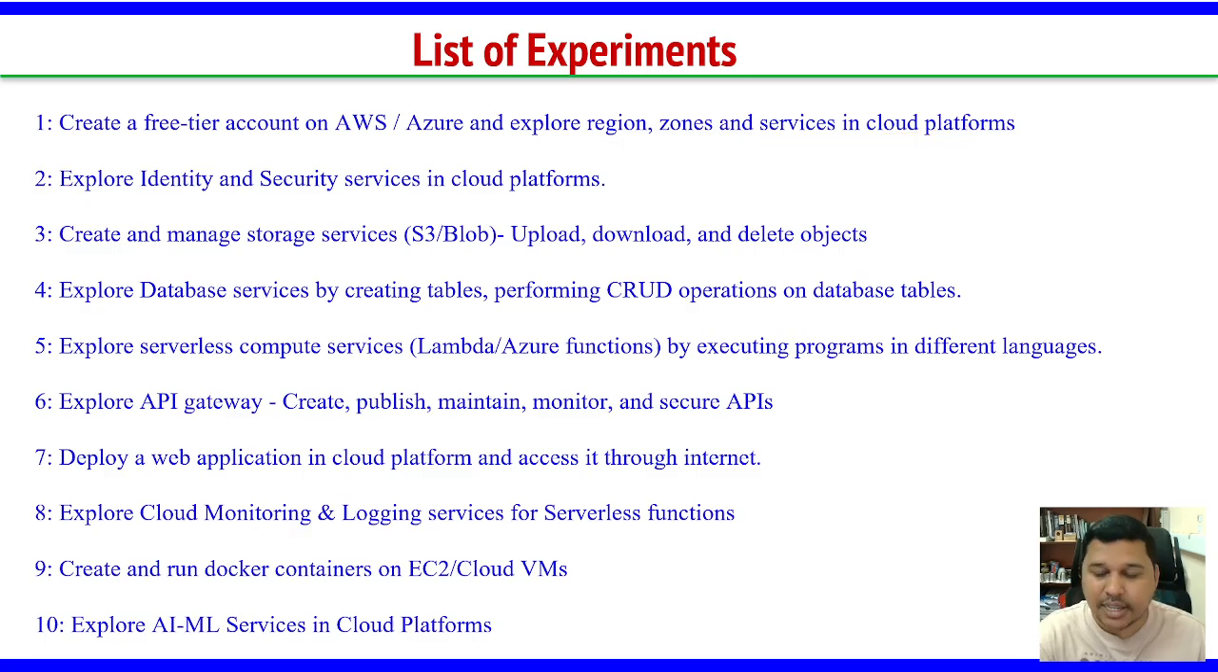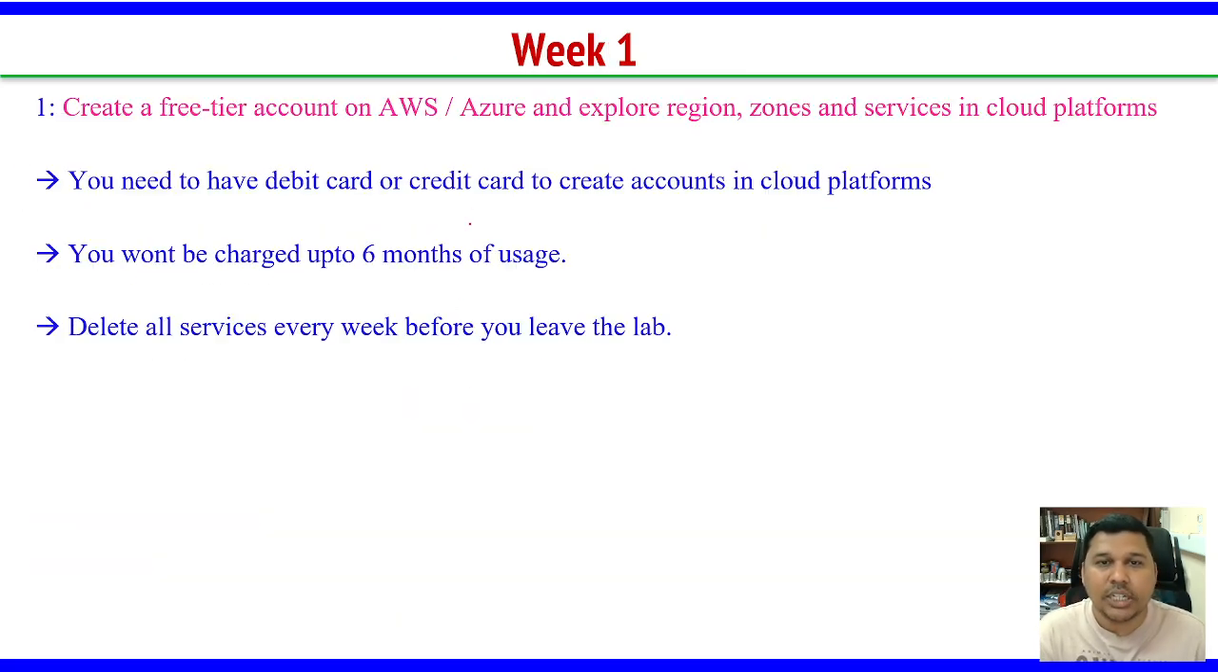So the first week exercise, let's see what it is. This coming Tuesday, the first week lab exercise is to create a free tier account on AWS or Azure and explore the regions, zones and services. Right. AWS and Azure are free up to 6 months. Okay. So you will not be charged, because they are on a payment basis and you have to pay money if you use their services for a long time. But for practicing up to 6 months with limited resources, it is free for us.